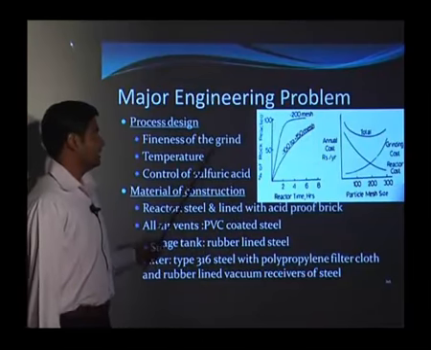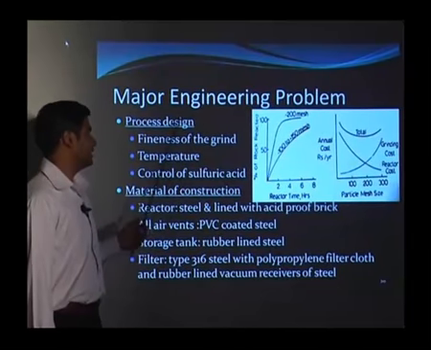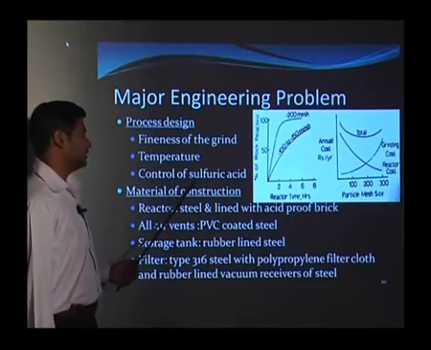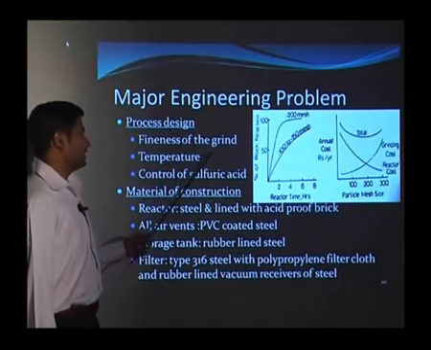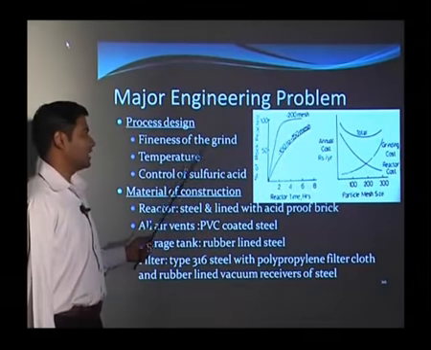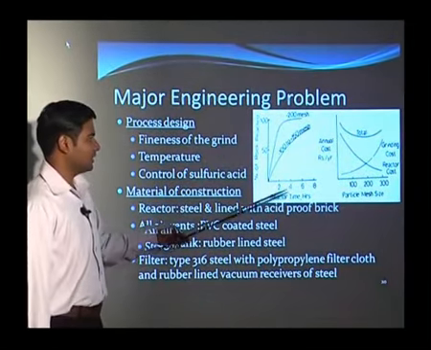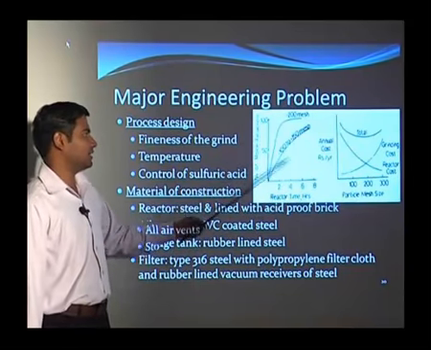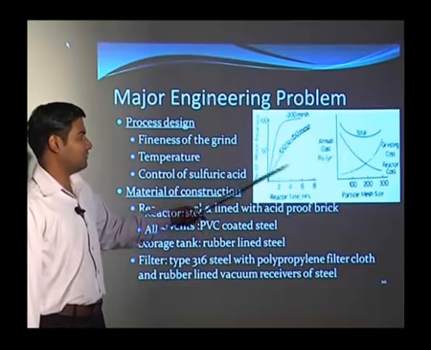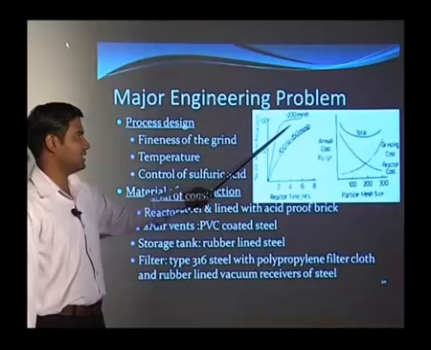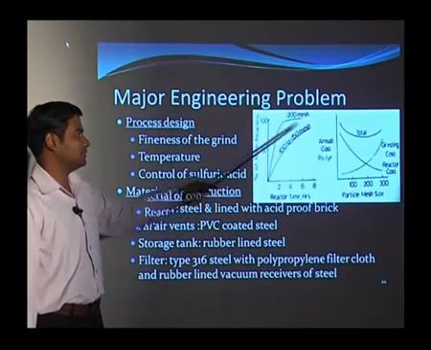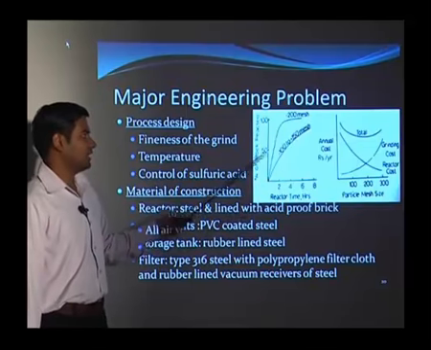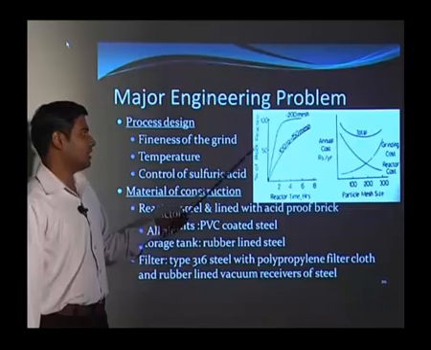Then in this one, the major engineering problems are the process design, where the fineness of the grind, the temperature and the control of the sulfuric acid matter. So here the major power is required to grind the phosphate rock. Here if you see the reactor time in hours and the percentage of rock reacted, the time required for 200 mesh is less when compared to 100 to 150. So if the particle size is finer, the reactor time will be less, and we get the higher conversion of the rock phosphate.